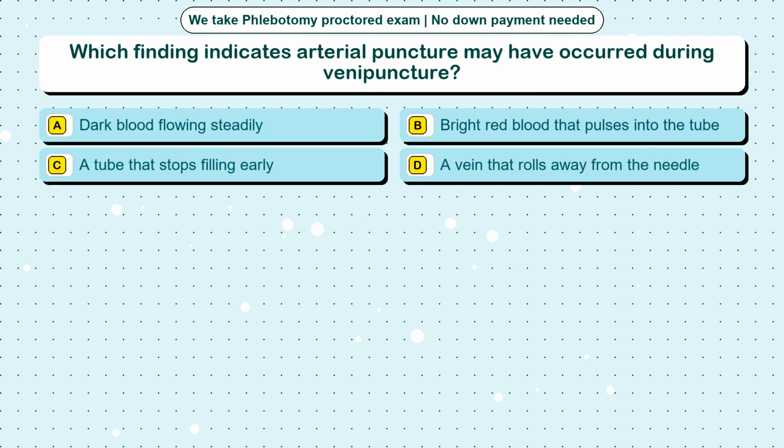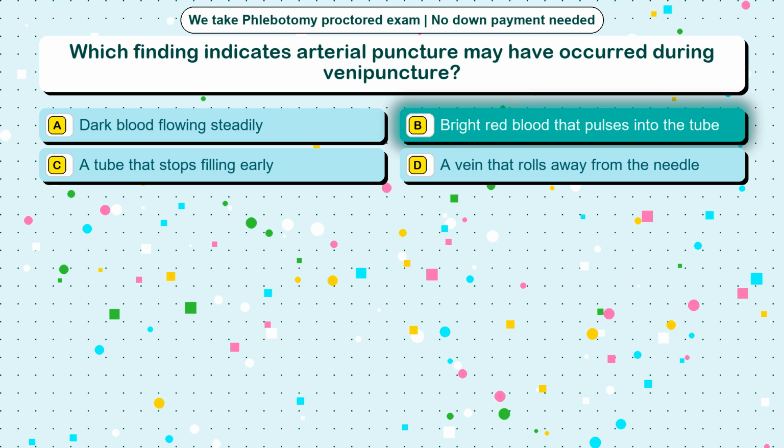Question 67. Which finding indicates arterial puncture may have occurred during venipuncture? Option A, dark blood flowing steadily. Option B, bright red blood that pulses into the tube. Option C, a tube that stops filling early. Option D, a vein that rolls away from the needle. The correct answer is option B, bright red blood that pulses into the tube.